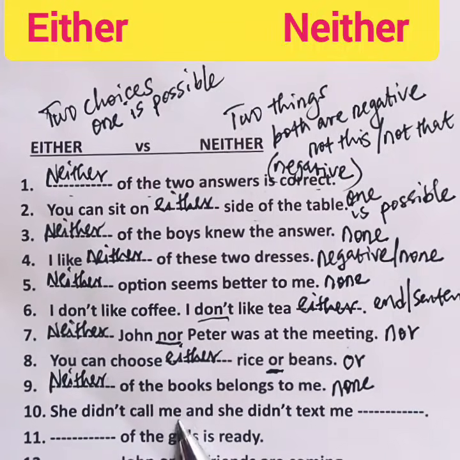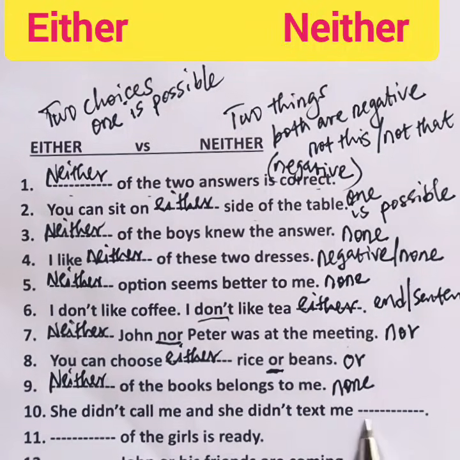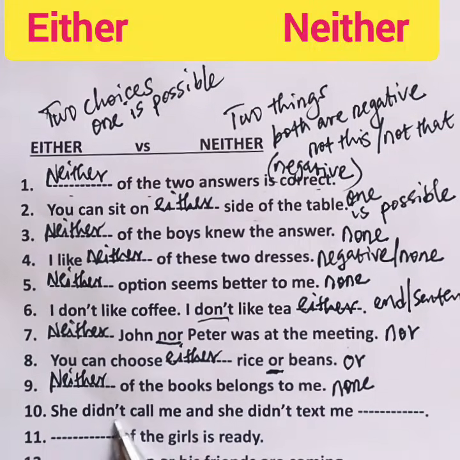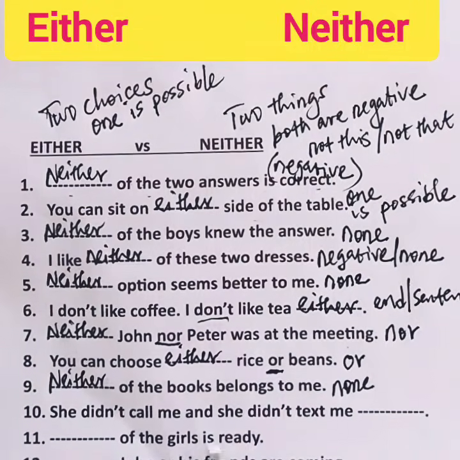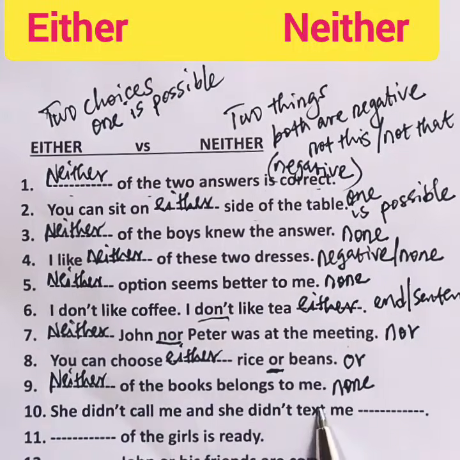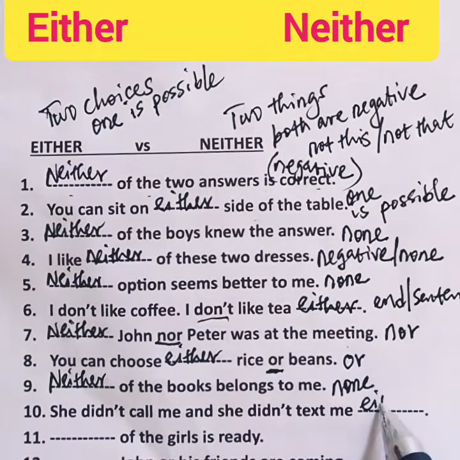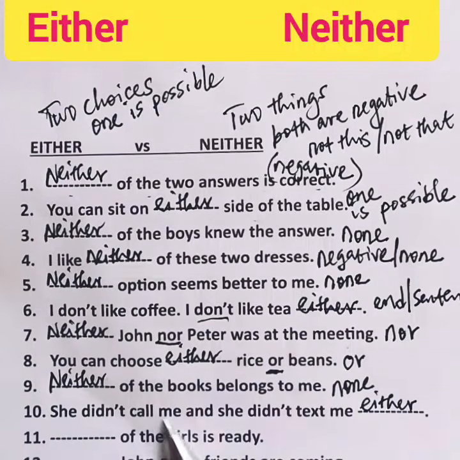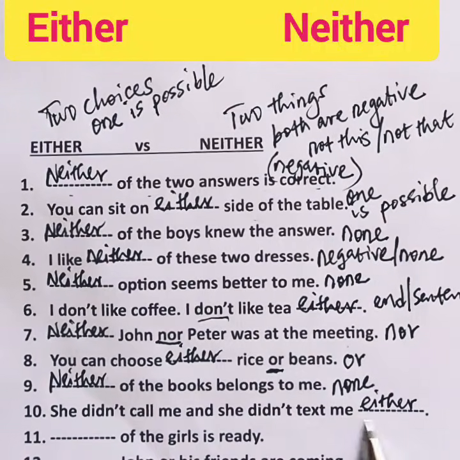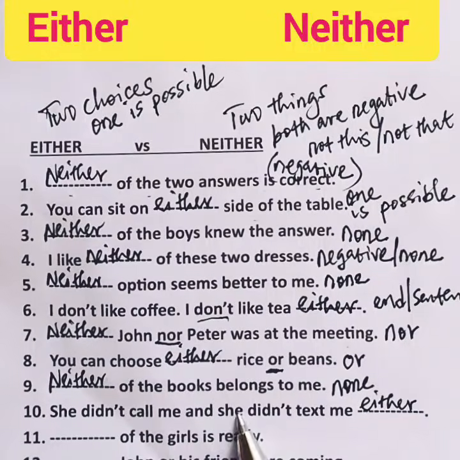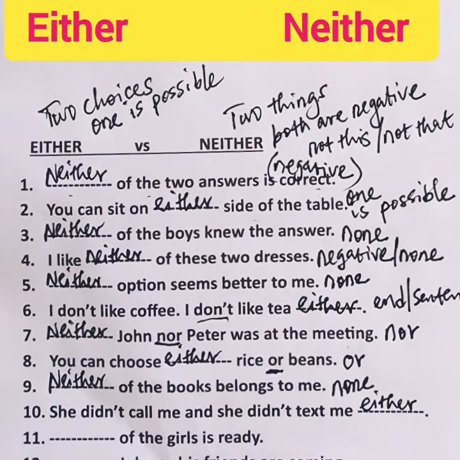10. She didn't call me and she didn't text me. Blank. Here we have she didn't call me. One sentence. She didn't text me. A second sentence. And what do we use at the end of a negative sentence? This makes the sentence negative. So we use either at the end of a negative sentence. Either. She didn't call me and she didn't text me either. So when you have something that shows negativity in a sentence, you must use either at the end of it.